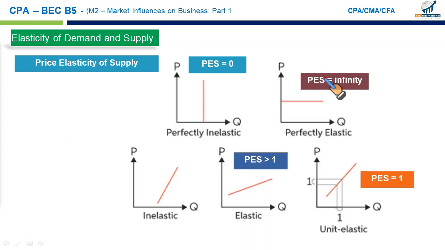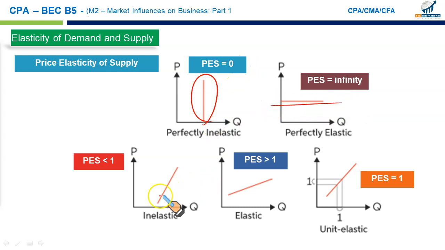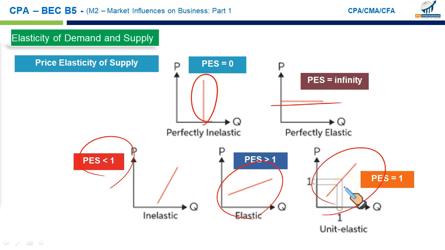The same ideas go with it. We have just discussed it a little while earlier. If the supply cannot be changed in the short run, PS is 0. Price elasticity of supply is infinity. Less than 1, greater than 1, equal to 1. The dynamics of these are exactly the same as we have done previously.